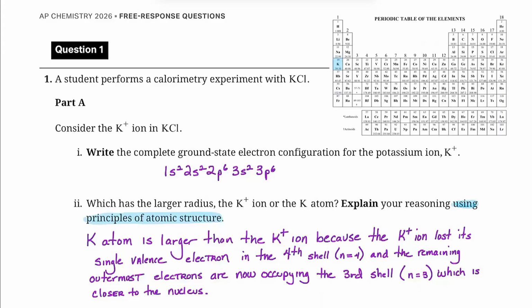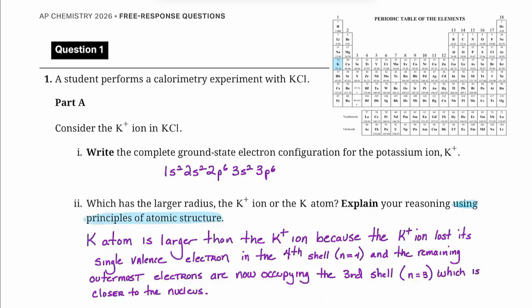Now 1II says, which has the largest radius, the K plus or the K atom? This is part of the atomic structure part of the course. So you need to answer that question, and then you need to be very careful to explain your reasoning using principles of atomic structure. If you do not explain it with those principles, it will not be correct.